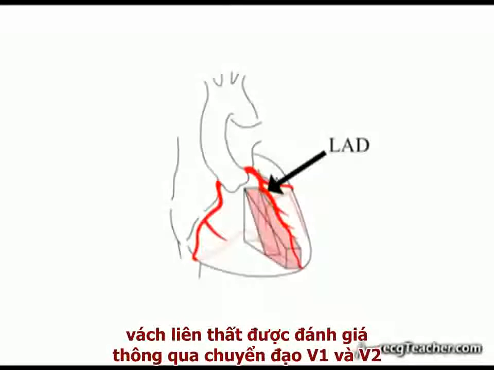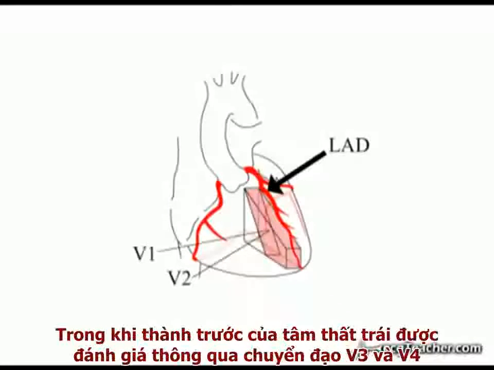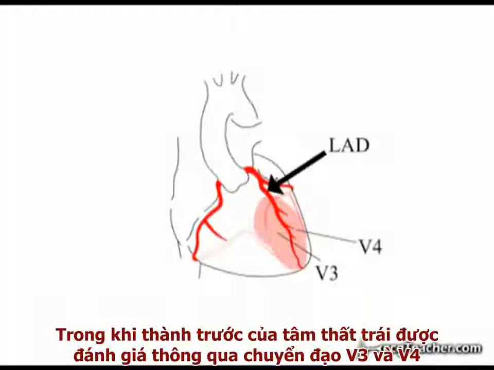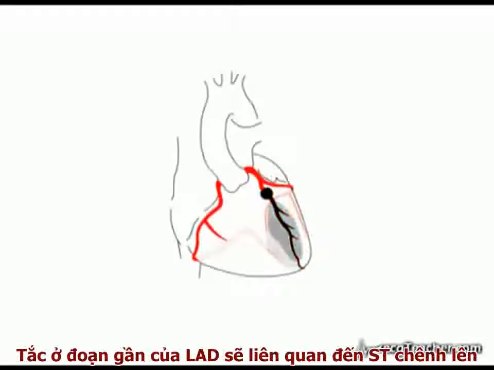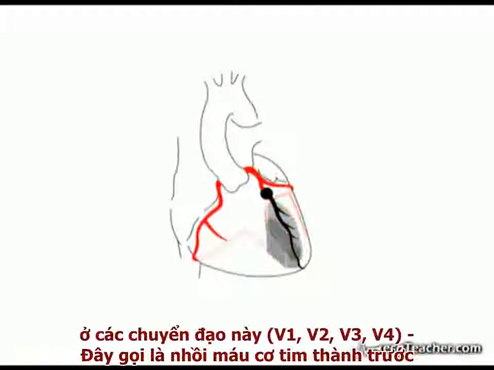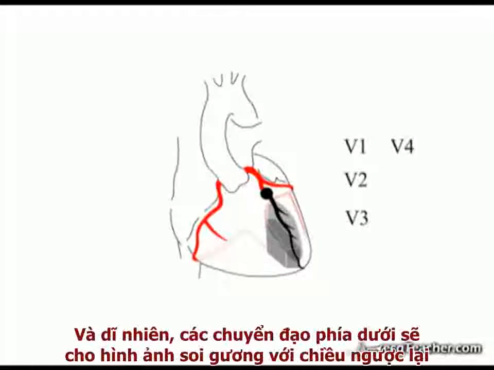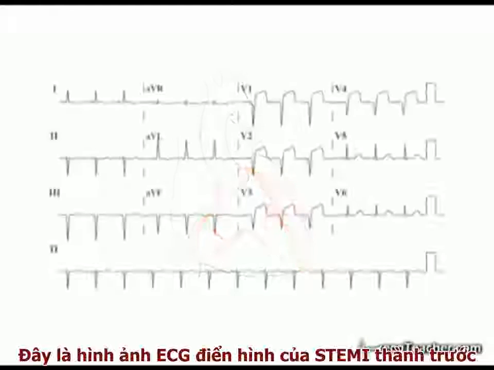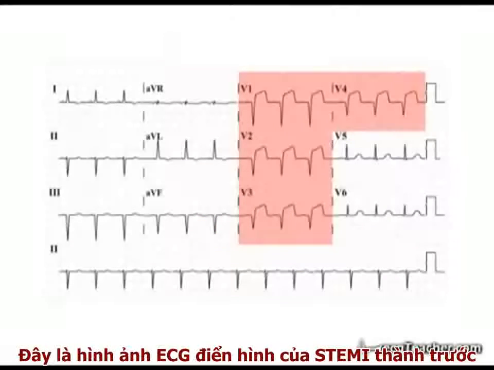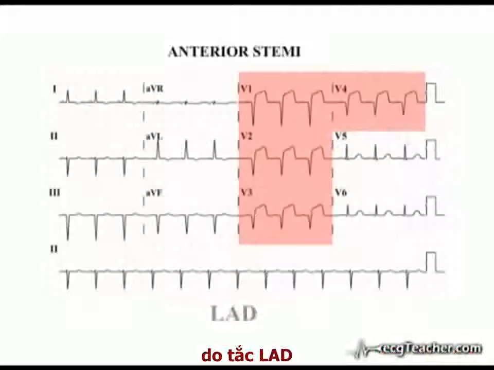The septum is examined by leads V1 and V2, while the anterior surface of the left ventricle is examined by leads V3 and V4. Proximal obstruction of the LAD will be associated with ST elevation in these leads and anterior MI. Again, the inferior leads are viewing the injury current from a diametrically opposite position and may show reciprocal ST depression. This is the classic ECG pattern for an anterior MI secondary to LAD obstruction.